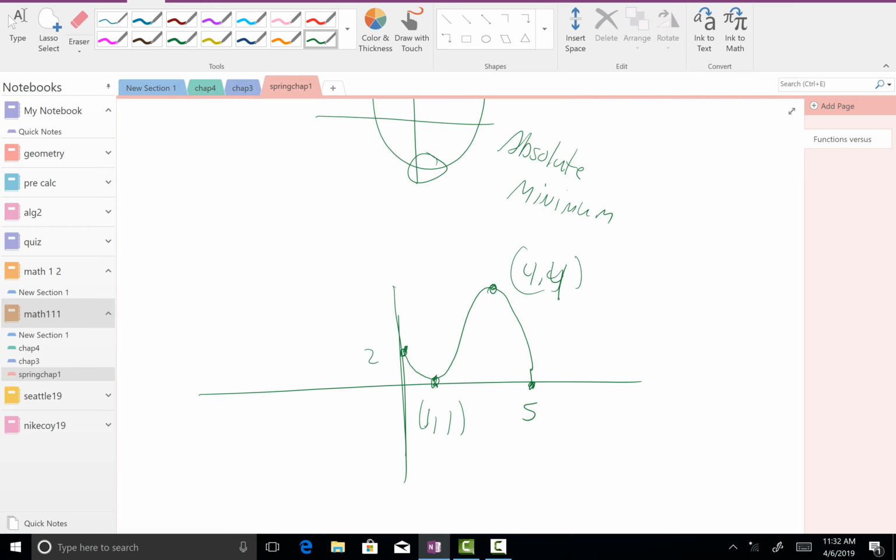Kind of tricky, but what is that one? Is it absolute or local? Why is it absolute?